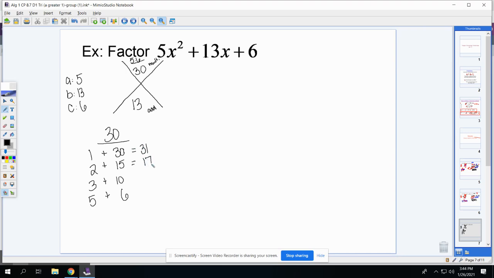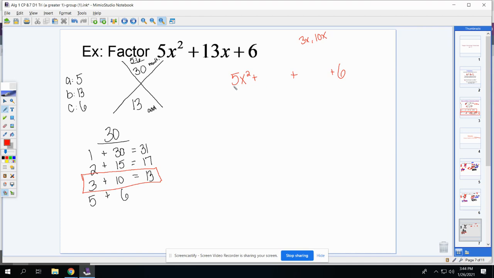So 31, we got 17. Looks like right here, this is going to be the 13 that we were looking for. 3 and 10. All right, 3 and 10. So 3 and 10 are going to be the numbers that we look for. In order to figure out which side I want to put them on, I'm going to go ahead and write out our 5x squared plus a number plus our c, which is 6. So our two numbers here are 3x and 10x. I want to know where to put them.